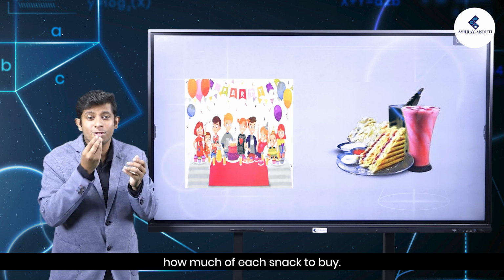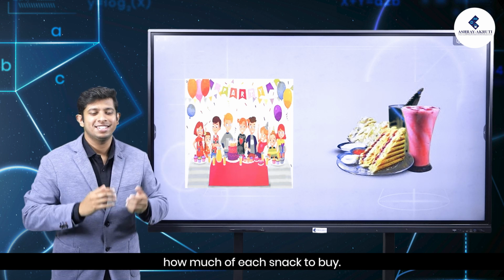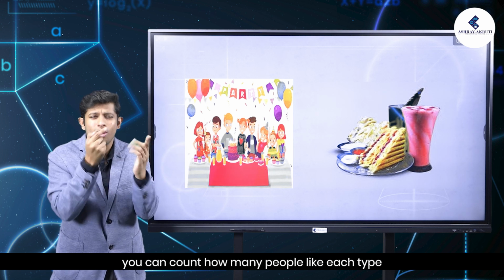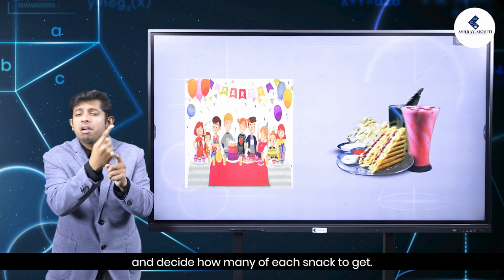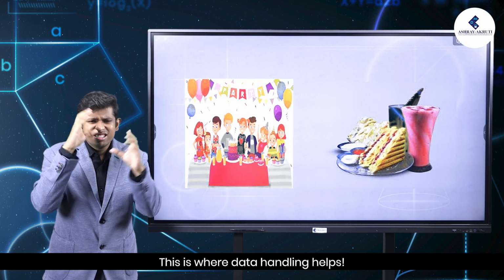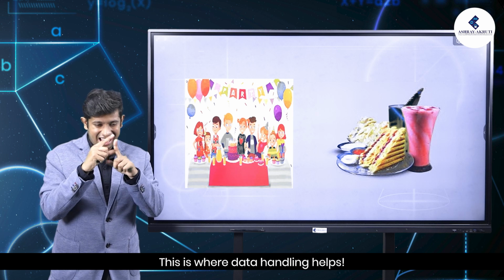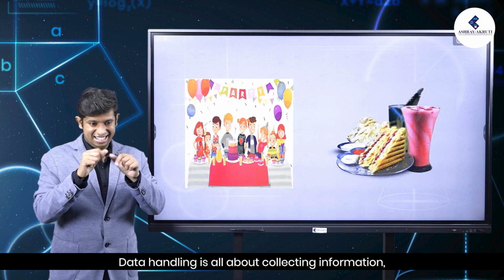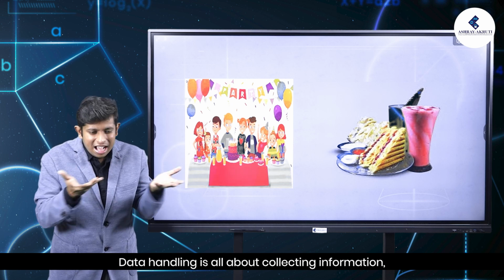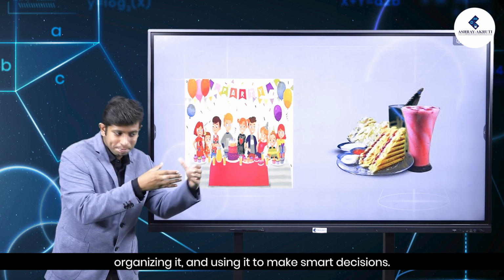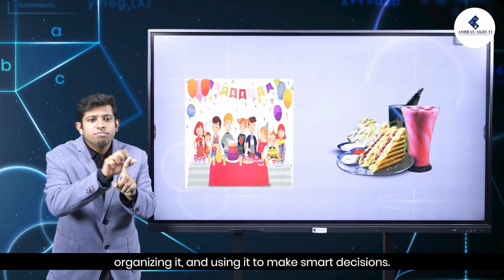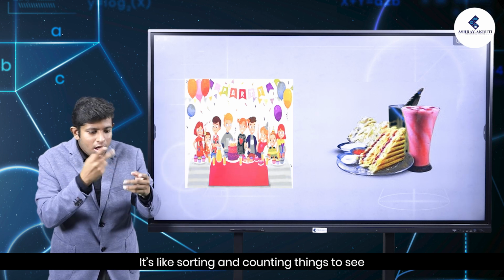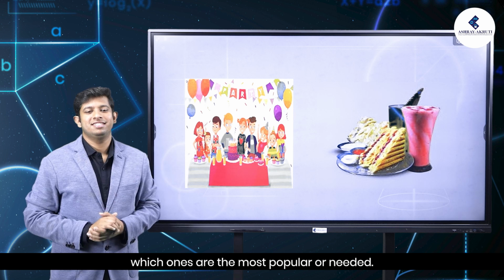Now you need to figure out how much of each snack to buy. If you have a list of everyone's favorite snacks, you can count how many people like each type and decide how many of each snack to get. This is where data handling helps. Data handling is all about collecting information, organizing it, and using it to make smart decisions. It's like sorting and counting things to see which ones are the most popular or needed.